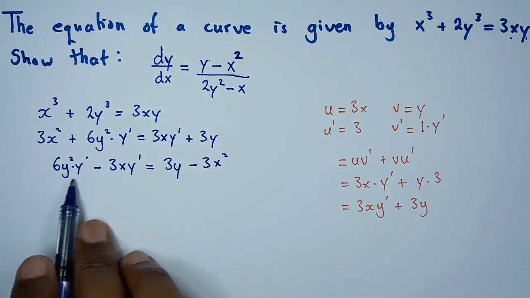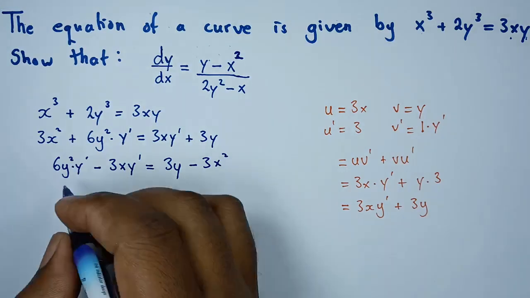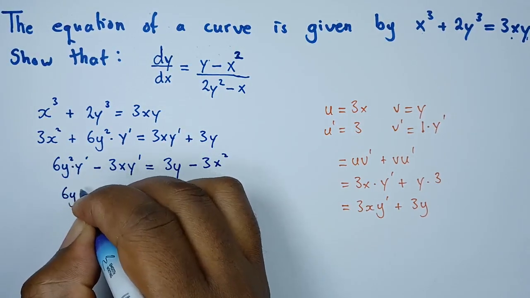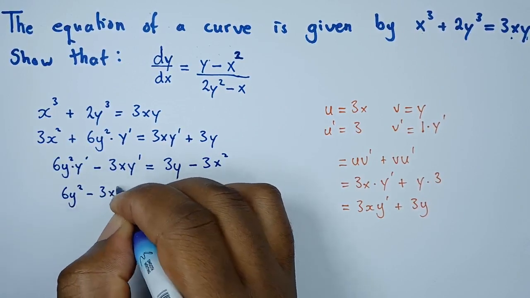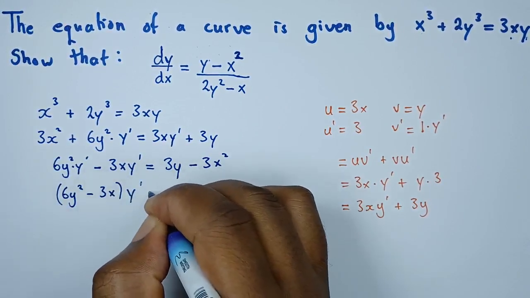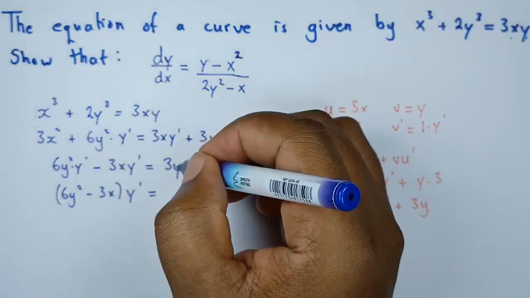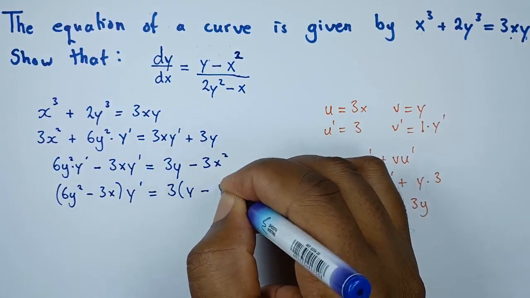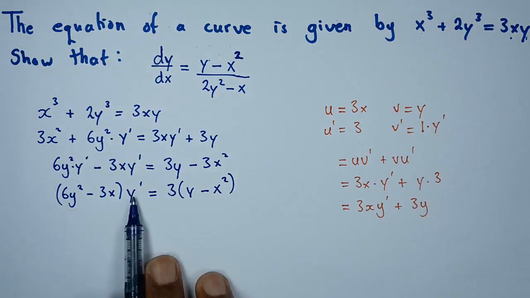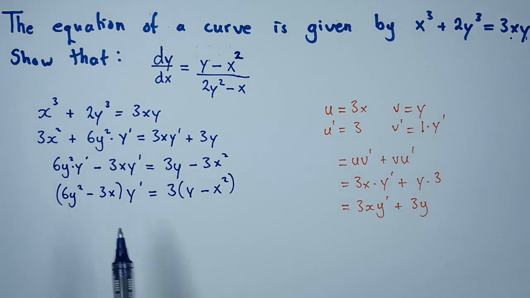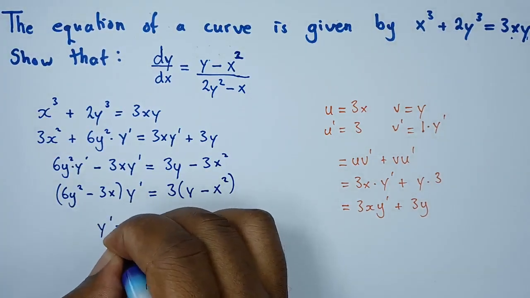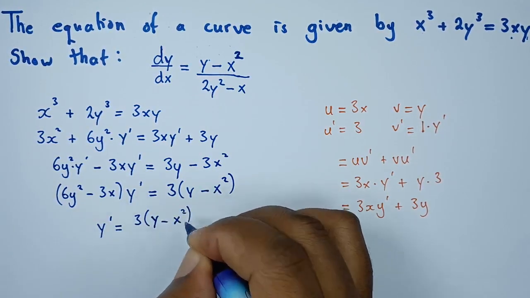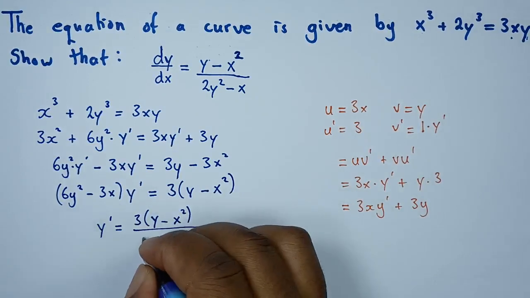Okay, from there, since we're making dy dx the subject of the formula, let's factor it out. If we factor out dy dx, what do we get? We'll have 6y squared minus 3x in brackets, since we have factored out dy dx. This is equal to what is common here, 3. So let's just factor it out. 3 is common. What remains? y minus x squared. Since we want dy dx, we're going to divide both sides by this expression. So y prime is equal to 3, open bracket, y minus x squared, divided by this whole bracket, which is 6y squared minus 3x.